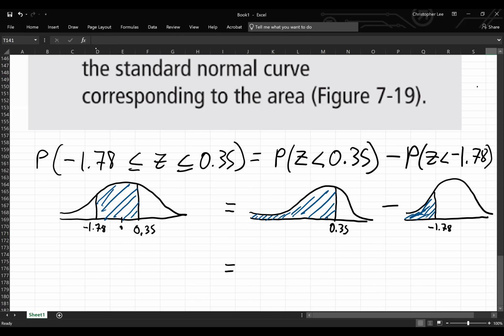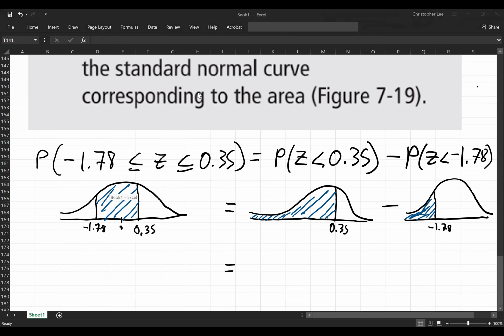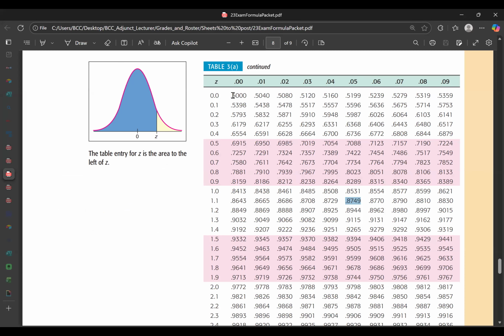Let me switch over to the table. Here goes 0.3, and you come across to where the 5 is. Here's what I got: 63, 68. Let's write that in.